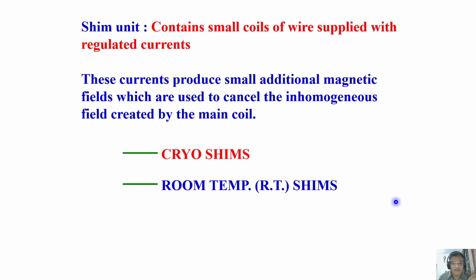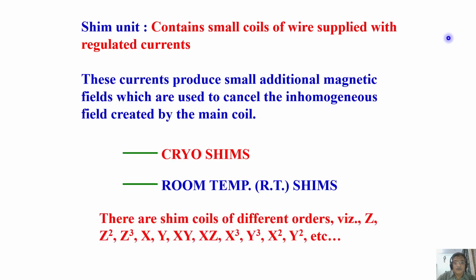As I always say, you have to get good homogeneity. You have to utilize these room temperature shim coils. There are about 24 to 36 different shim coils, like Z, Z1, Z2, Z3 up to Z6 gradients, and X, Y, XY in different directions. The counteracting magnetic field can be produced to cancel out the inhomogeneity. There are several like this.